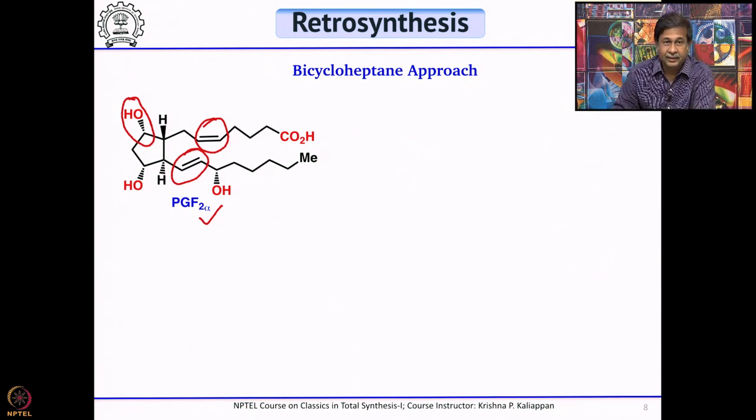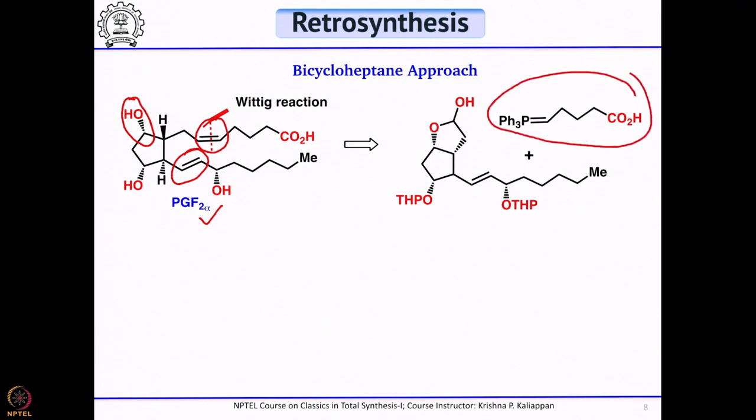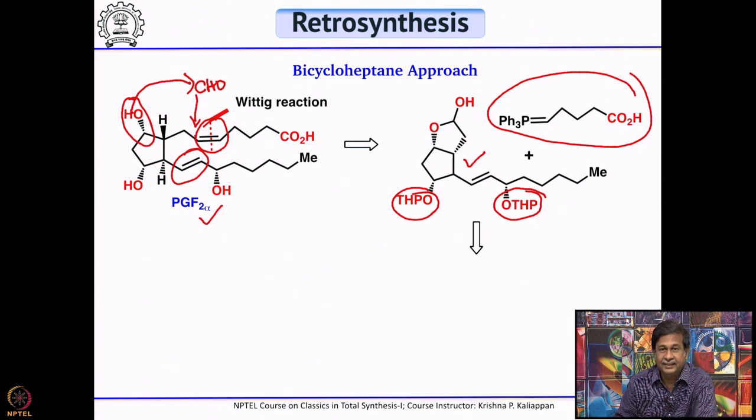His first retrosynthetic step is to disconnect the cis double bond. If you disconnect the cis double bond, then what you get is this Wittig reagent. The other portion should be an aldehyde, is it not? That aldehyde, with the hydroxyl group, will immediately cyclize to form a lactol. Or in other words, if you have this lactol, then one can do a Wittig reaction to get this compound. But before that, you have to protect the hydroxyl group. Here the hydroxyl group is protected as a THP ether, that is tetrahydropyranyl ether.